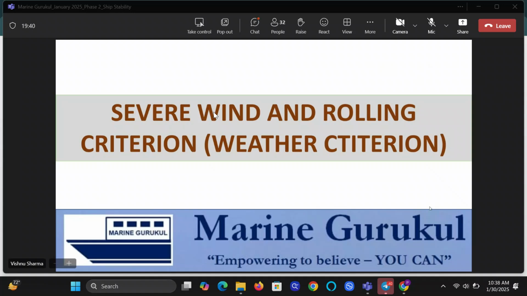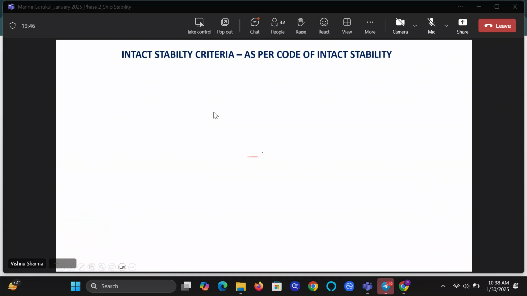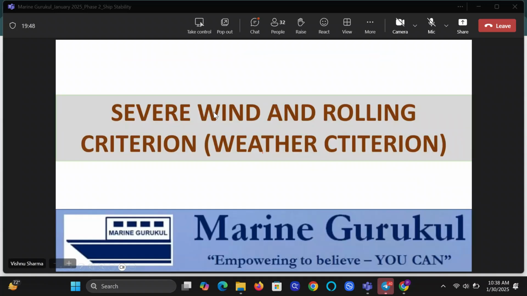Now, this is the severe wind and rolling criteria, or weather criteria. So both will mean the same if they come in the exam. Is it related to damage stability? No. It's an intact stability criteria, beta.